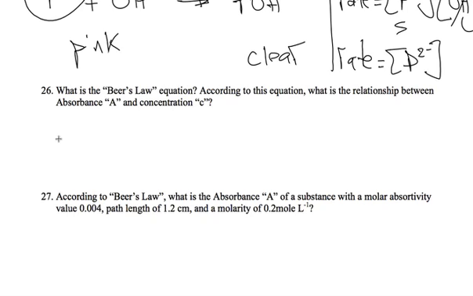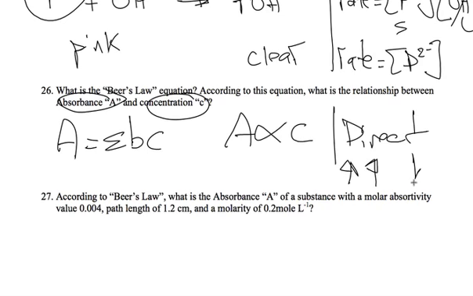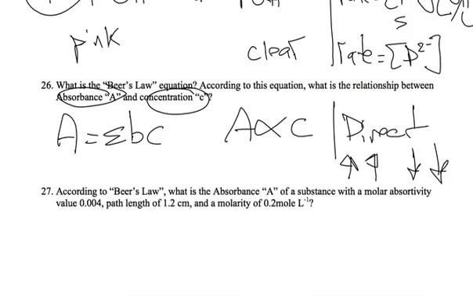What is Beer's law equation? According to our pre-lab notes, that's Beer's law equation. According to this equation, what is the relationship between absorbance and concentration? Absorbance is directly related to concentration, so it's direct. That is to say, if one goes up, the other goes up. If one goes down, the other goes down.